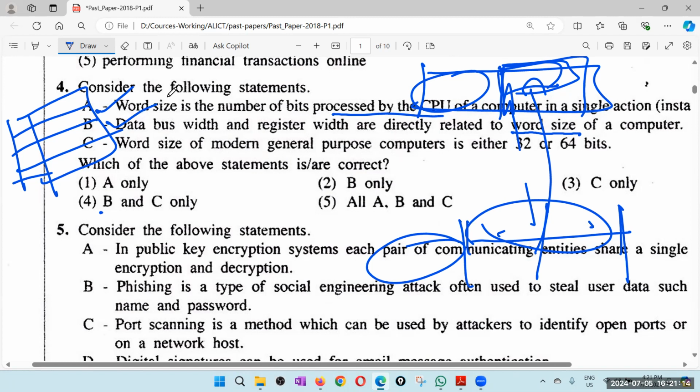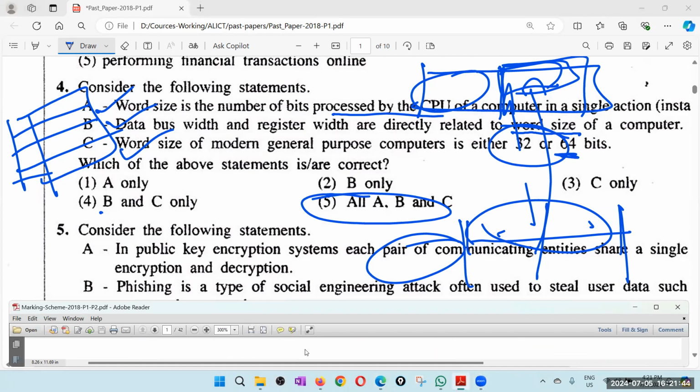Word size of a modern general purpose computer is either 32 or 64-bit. Yes, right? So 32-bit is now a little bit outdated, but most of the operating systems these days are 64-bit. But still, there is 32-bit support. So mostly it is 64-bit, or we can say 32 or 64-bit. So I'll go for all. Fourth one, all. Yes, all means 5. Fourth one is 5. Right.